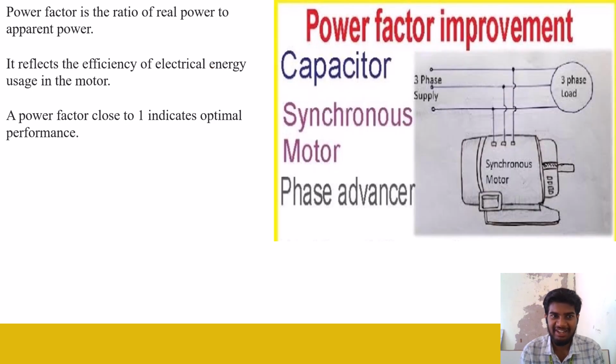Coming to power factor improvement: power factor is the ratio of real power to apparent power. It reflects the efficiency of electrical energy usage in the motor. A power factor close to 1 indicates optimal performance. So here is the basic circuit diagram of power factor improvement.